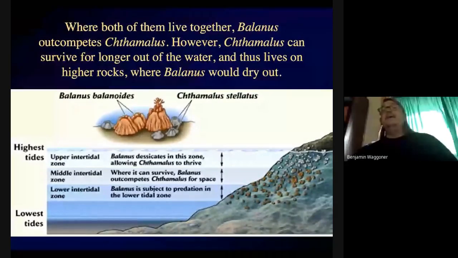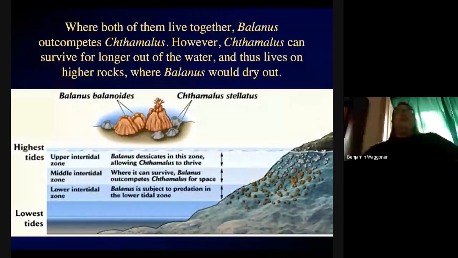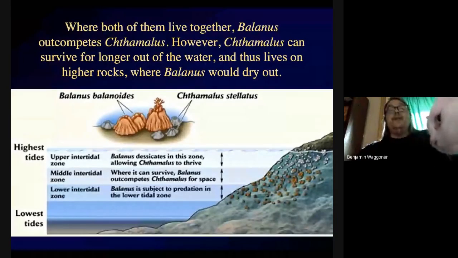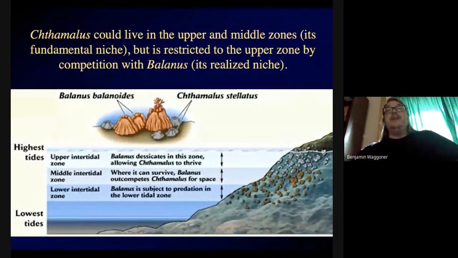But the realized niche is only the upper zone because that's where it does live. That's the only place where it's capable of living. So that's the difference between a fundamental niche and a realized niche. Competition keeps Cathamalus out of the middle, even though it could live there quite happily if it weren't for Balanus. Okay.